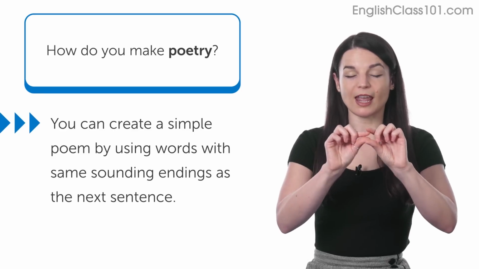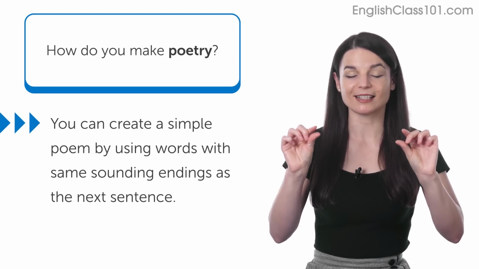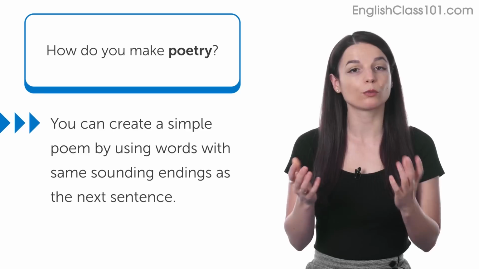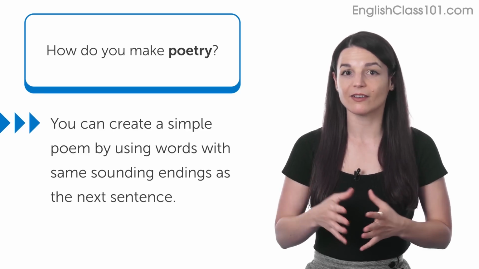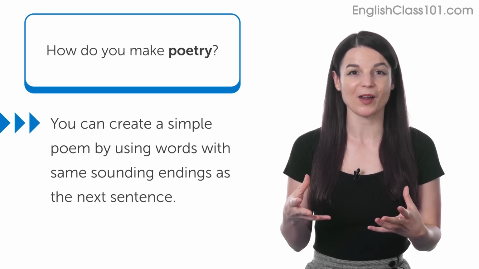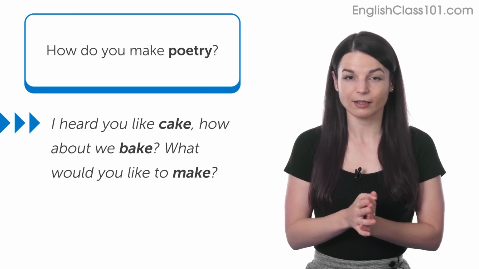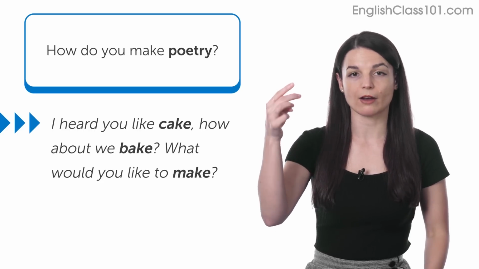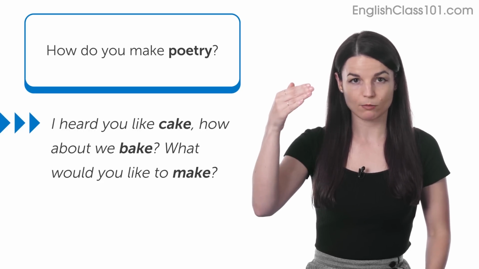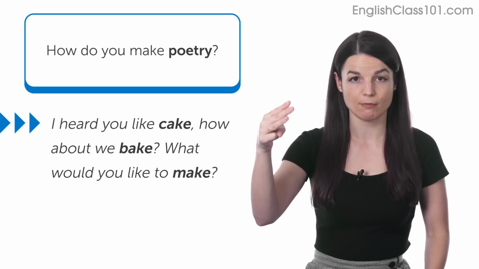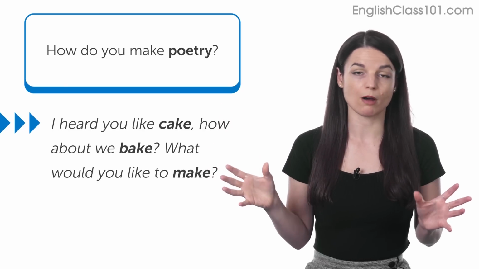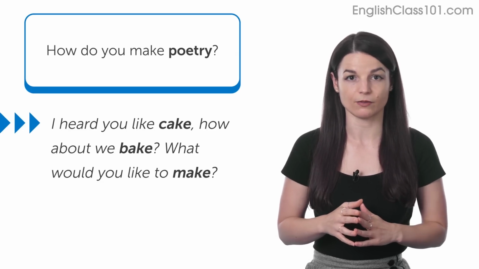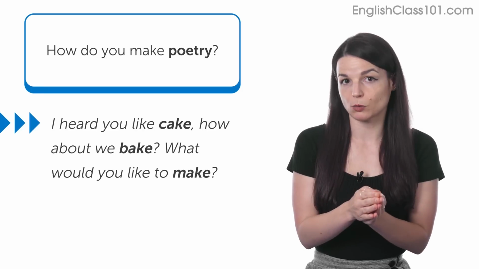So that means the end of the sentence has the same sound as the end of the next sentence. So here's a very, very basic example of what it sounds like when the ends of the sentences that we put in our poems rhyme. So, I heard you like cake. How about we bake? What would you like to make? So in these 3 lines, we have the ending sounds that all rhyme, right? We have cake and bake and make. So this is the simplest form of a rhyme. We make short lines or short sentences that have the same sound at the end of them. So this is, as I said, the simplest way to create a poem.